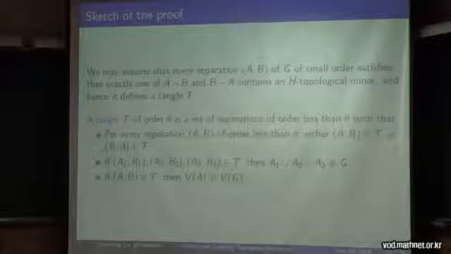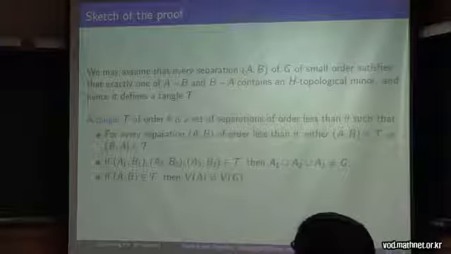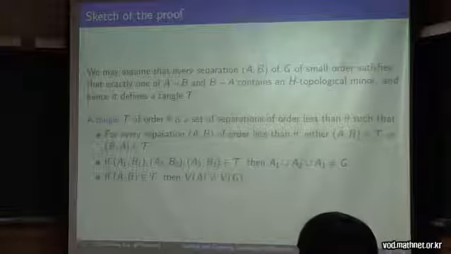And the second condition says the small, non-important side should be really non-important. The union of them cannot be the whole graph. And the third condition is similar. The non-important side cannot contain all vertices. So anyway, it's just a tangle. It's the orientation of the separations. It tells us which side is important.